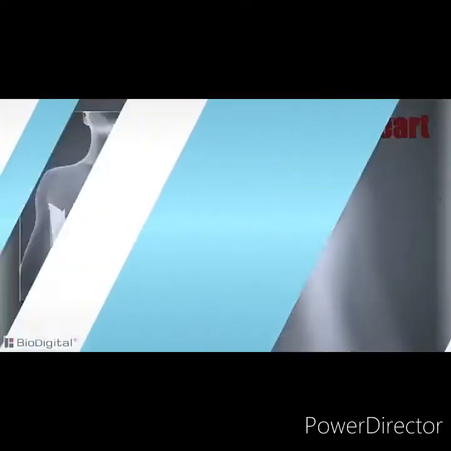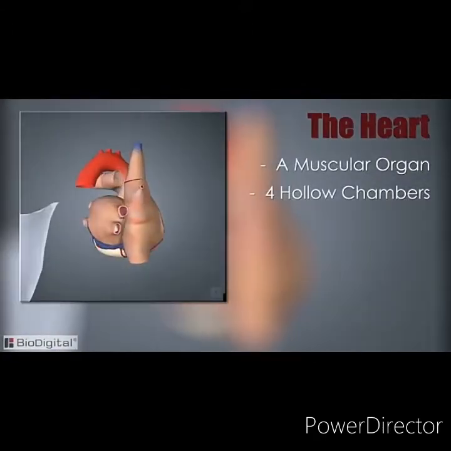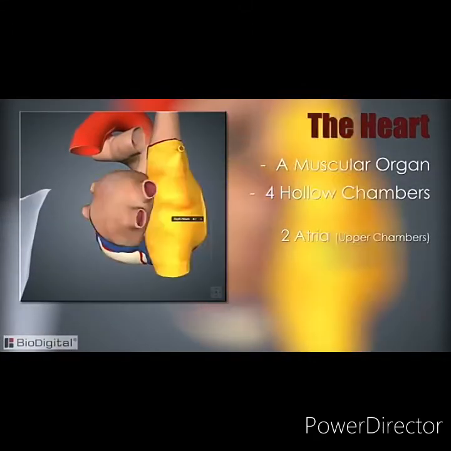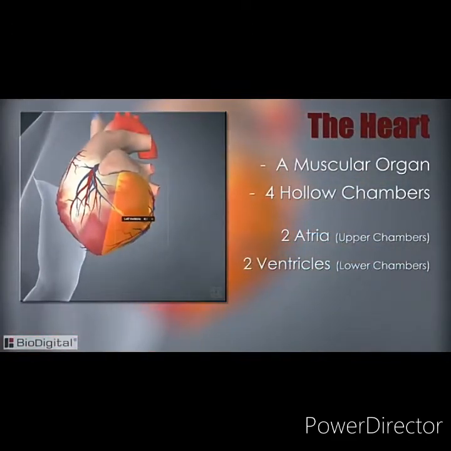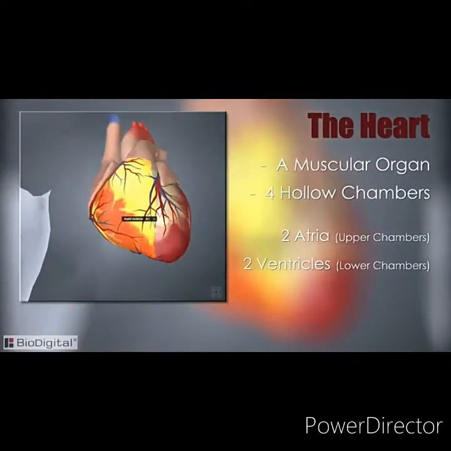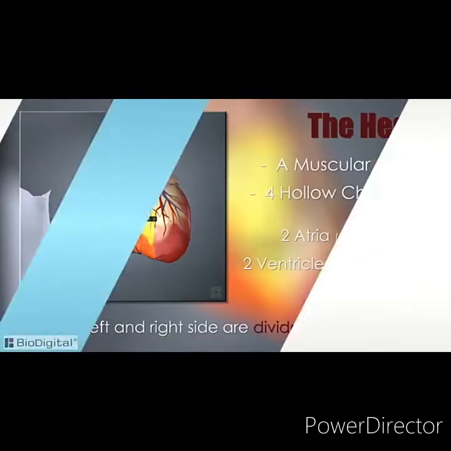See here, this is the structure of the heart. The heart, a muscular organ, has 4 hollow chambers: 2 atria, the upper chambers, and 2 ventricles, the lower chambers. The left and right sides are divided by the septum.